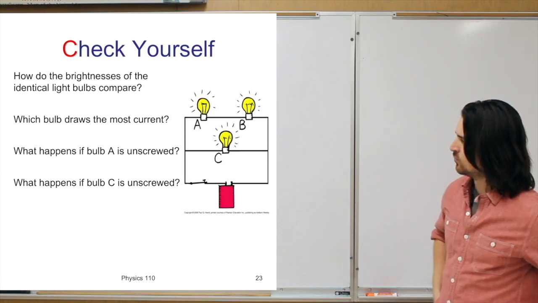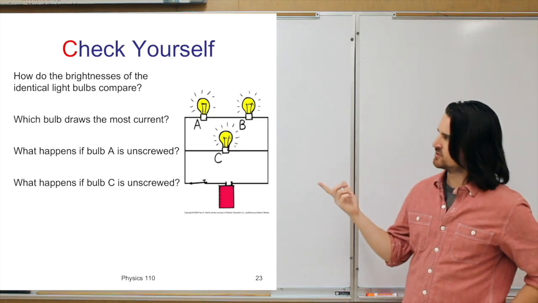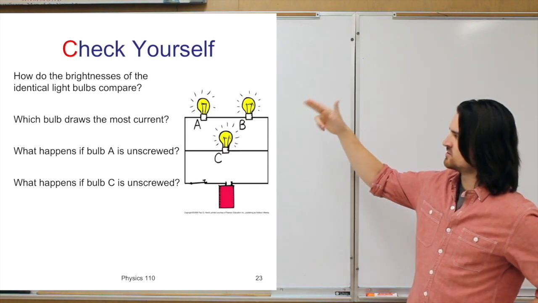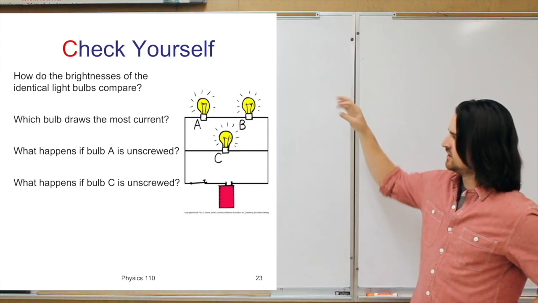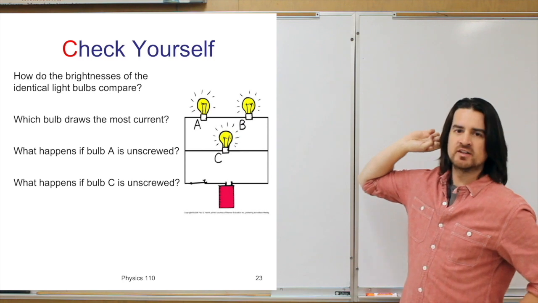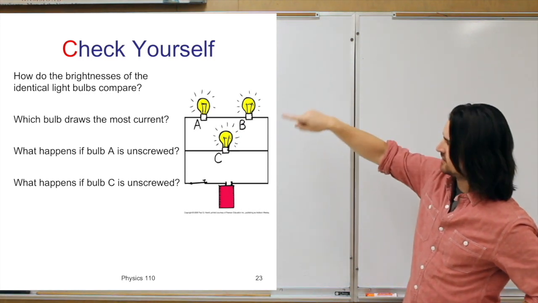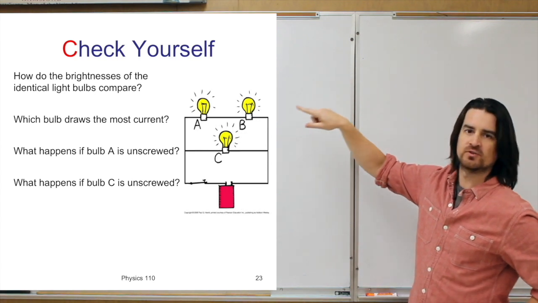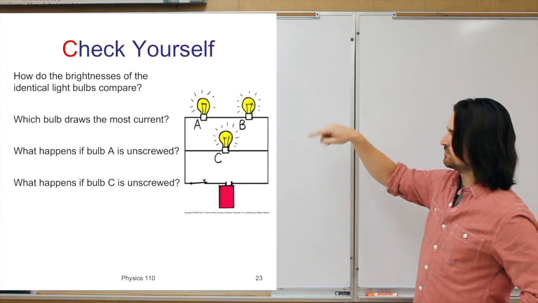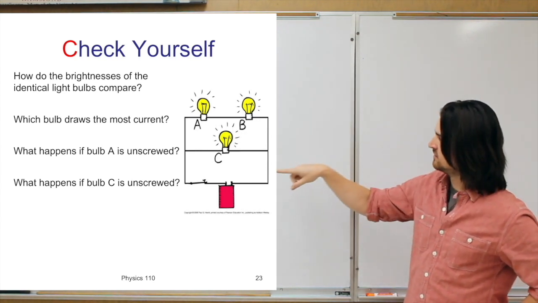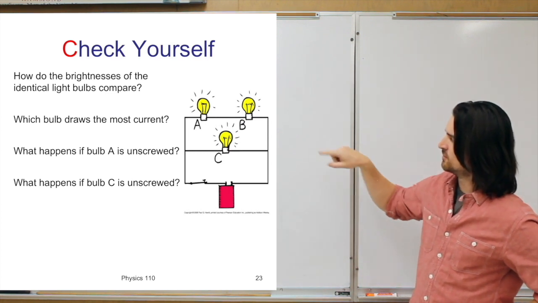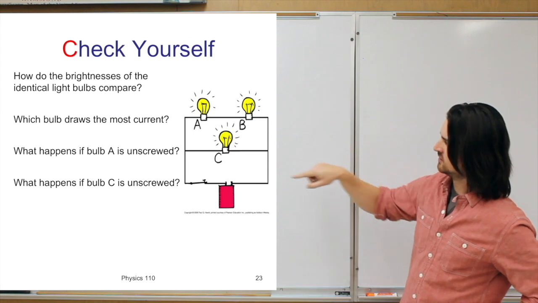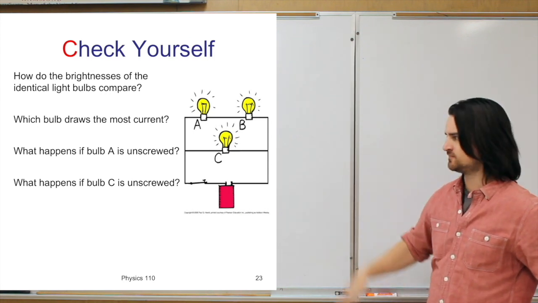What happens if light bulb A is unscrewed? Well, A is in series with B. If I take light bulb A out, then essentially I've opened up the circuit on that top part, and there's no longer a path for current to flow through light bulb B. So light bulb B would go out, but for light bulb C, there's still a path for current to flow from the voltage source through C in a complete loop, so C would stay on.